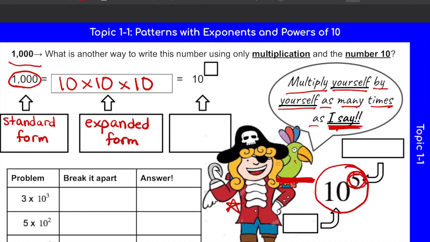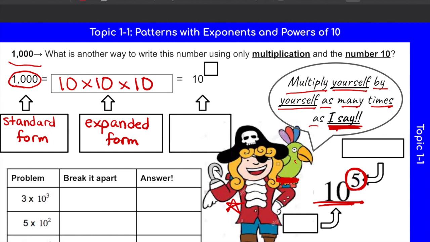It's a very, very bossy parrot, okay? It bosses that parrot around constantly. But we use that saying in order to solve this, okay? So this 10 with this little number 5, we're saying multiply yourself by yourself as many times as this exponent says, okay?